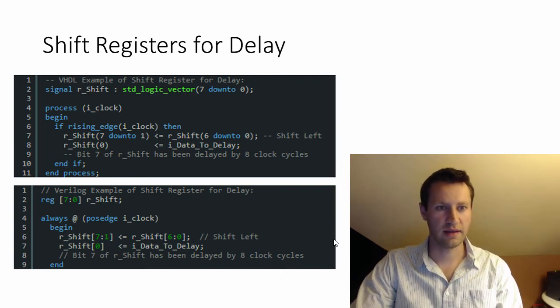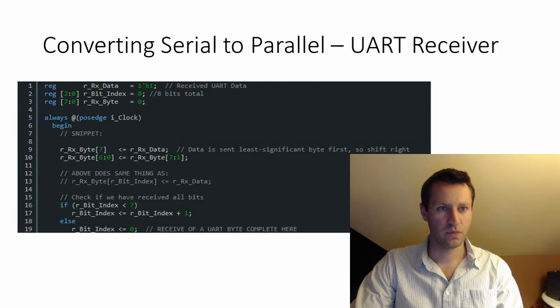8 clock cycles of delay. Boom. If you want to delay for more or less, you just change how wide the shift is and look at bit 7, or look at the most significant bit. That's how many clock cycles of delay you're creating.